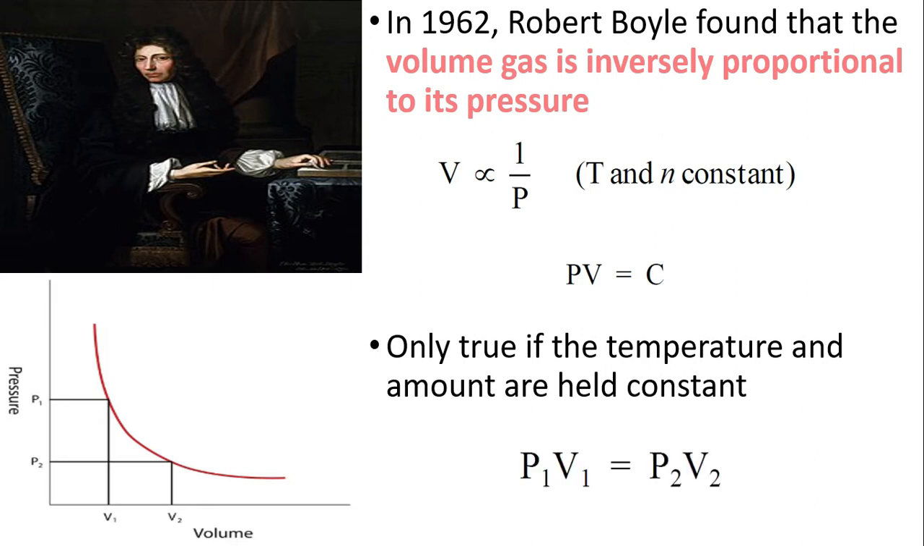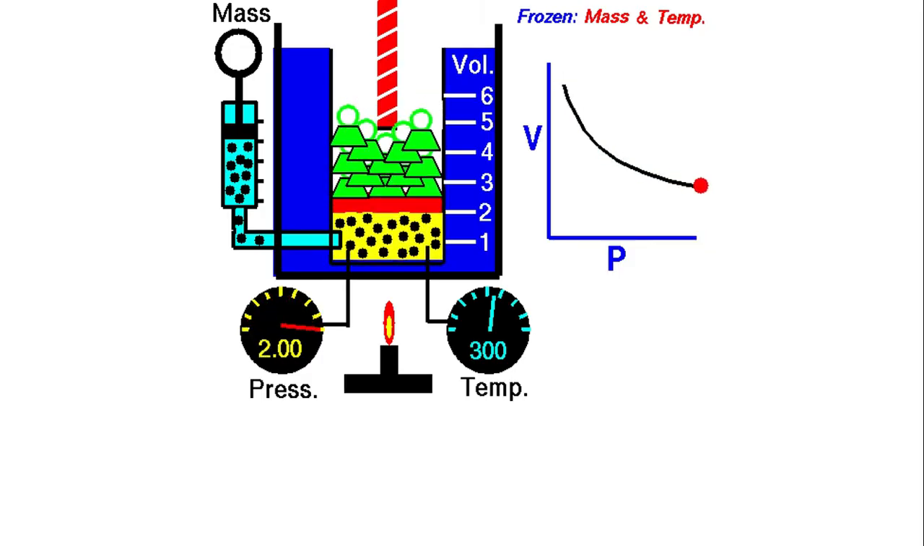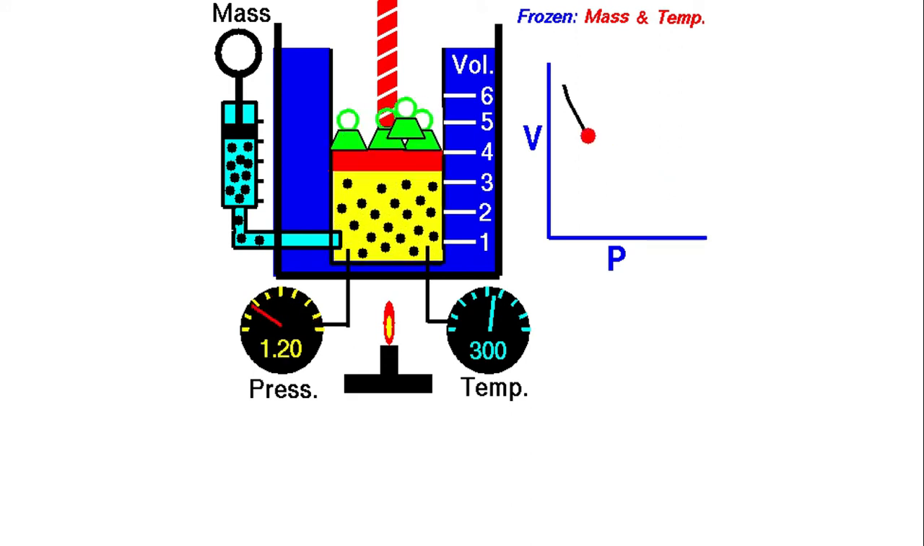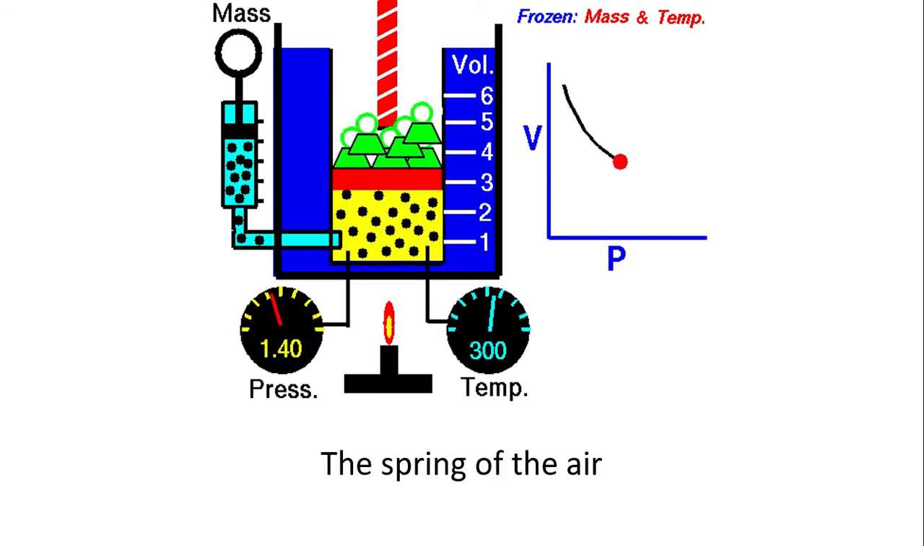So we can have this formula P1V1 is equal to P2V2. P1 and V1 stand for the initial pressure and volume. P2 and V2 stand for the final pressure and volume. Boyle's law is best described by this animation. The trapped air acted much like a spring, exerting a force opposing its compression. Boyle called this effect the spring of the air.